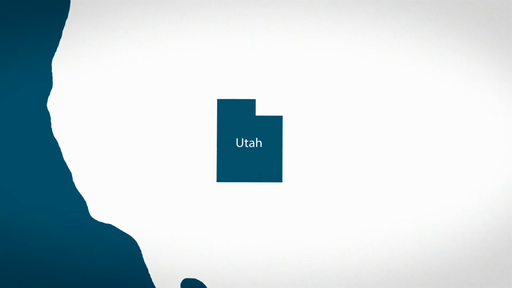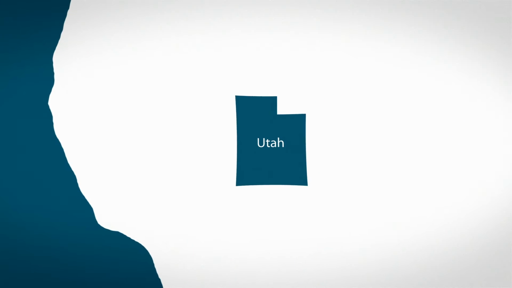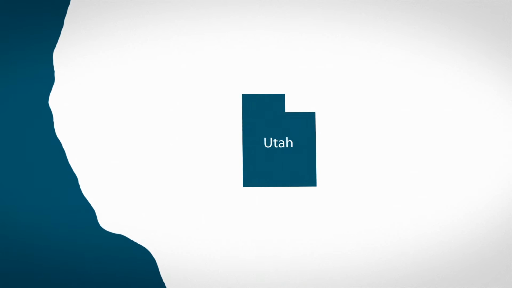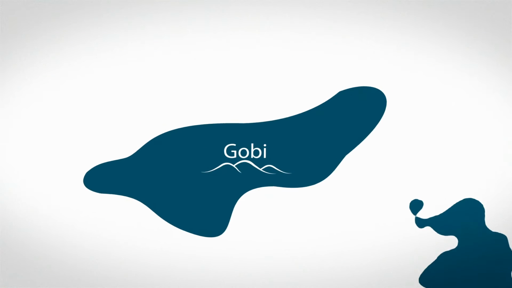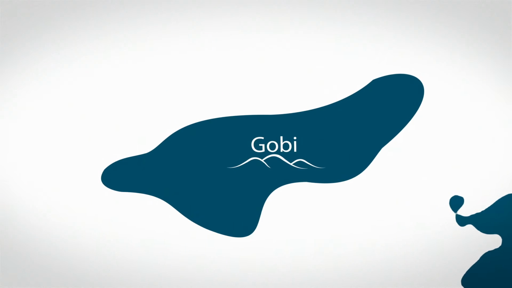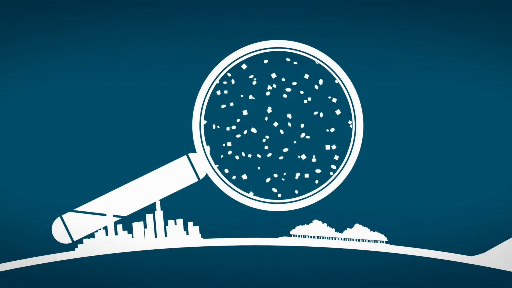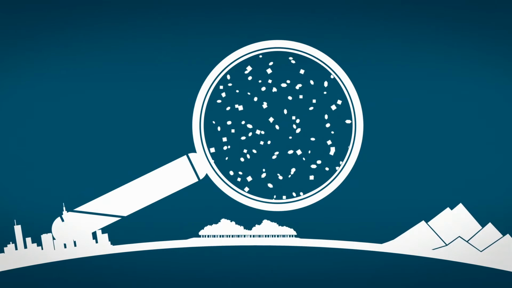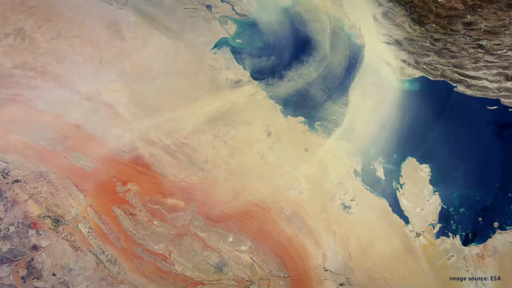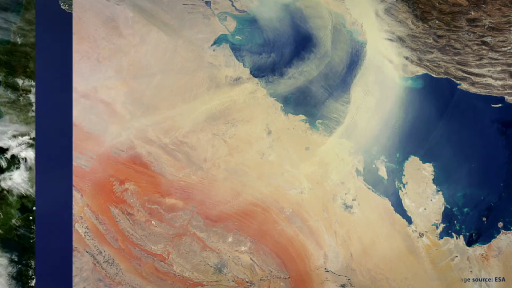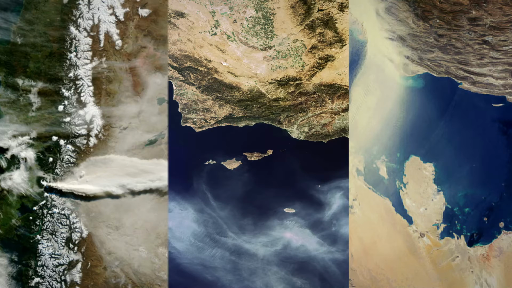Utah, USA. Suddenly many people suffer from respiratory problems. Can a sandstorm weeks ago in the Gobi Desert be a reason for that? Trillions of tiny particles are floating in the air. Volcanic eruptions, wildfires, sandstorms, and other natural causes are sources of those tiny particles.